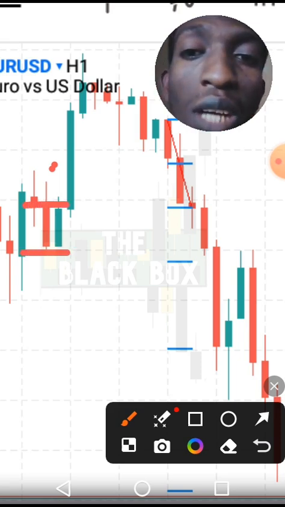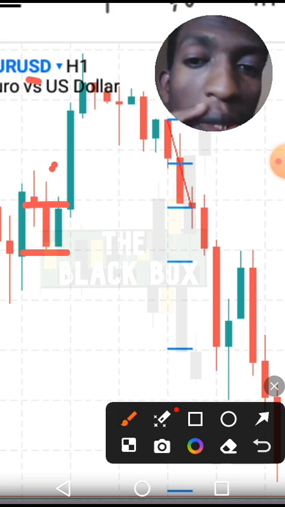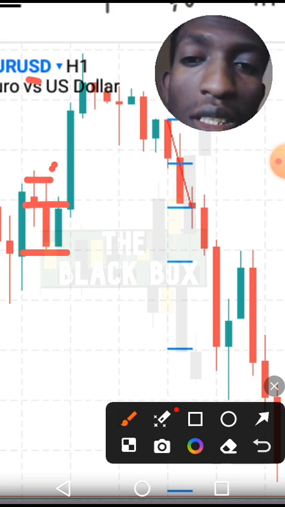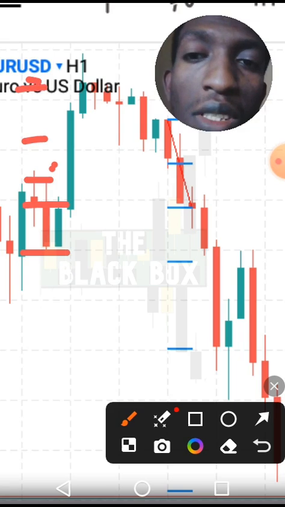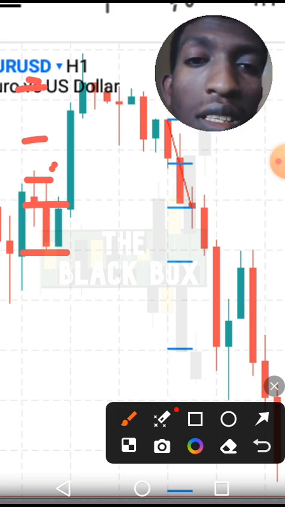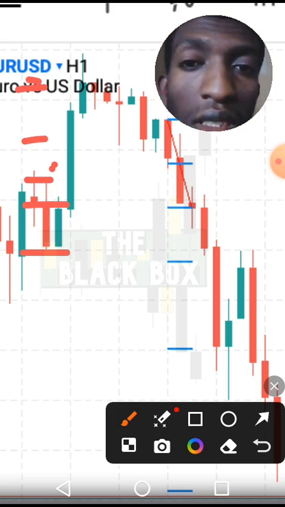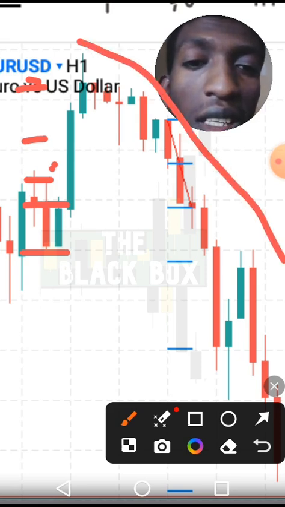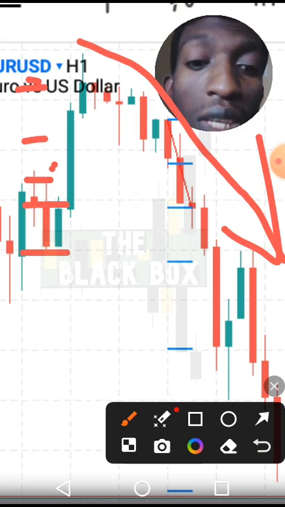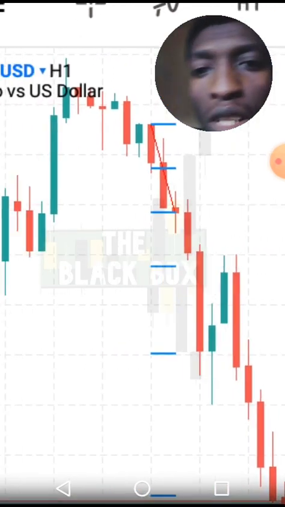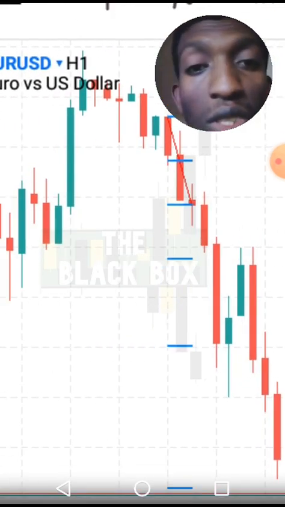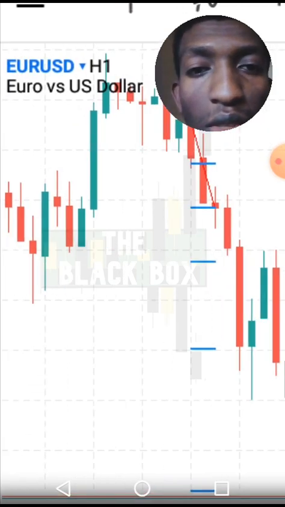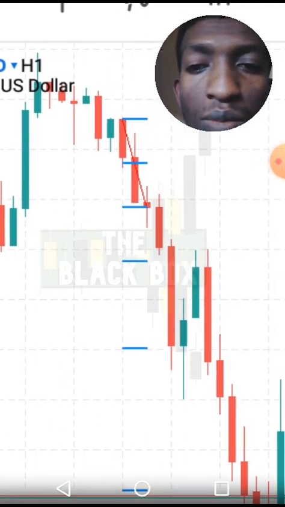TP3 for this black box. It is up there. TP1, TP2, TP3. Okay. You can measure it. Then after that, price topped and fell down. It fell down. That's it. That's the business object. There is no black box here, as you can see. Nothing here.